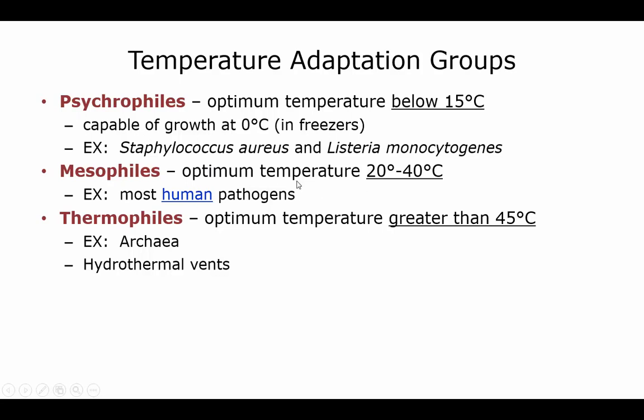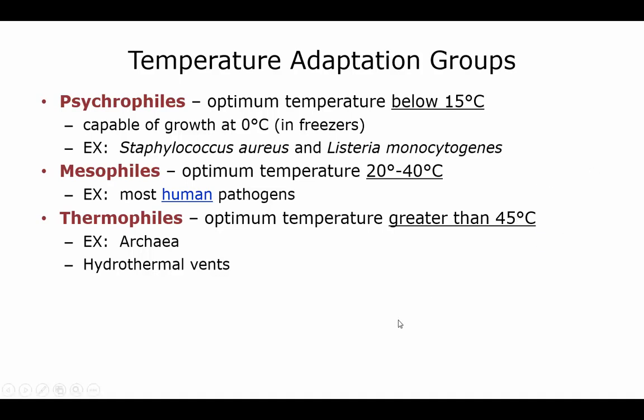Mesophiles are going to be the ones in the middle, 20 to 40 degrees Celsius, specifically 37 degrees Celsius, which is optimal for them. These are human pathogens, and pretty much everything we're going to grow in class is going to fall into this category. You also have the thermophiles. They're the ones that prefer above 45 degrees Celsius.